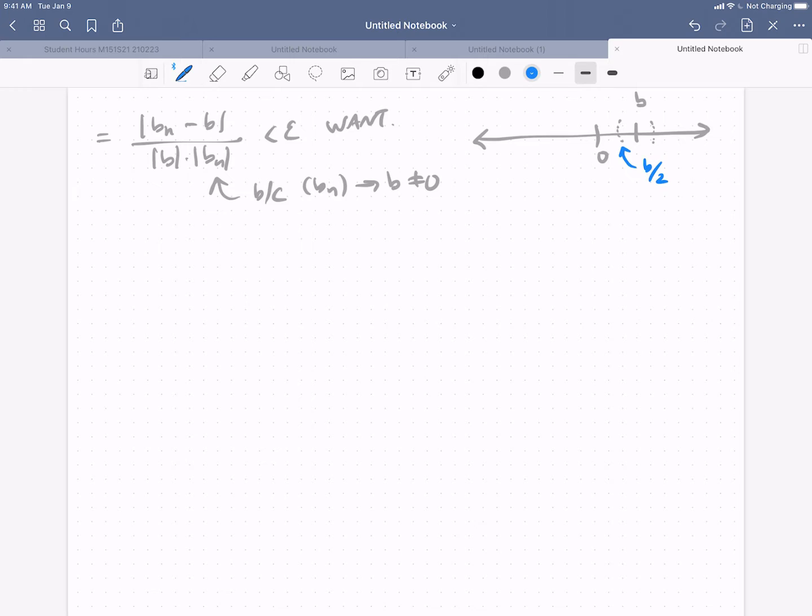Okay, but since B might be negative, we have to use absolute values. So because Bn converges to B, which is not 0, there's an n1 bigger than 0 such that if little n is bigger than n1, then the absolute value of Bn minus B is less than absolute B over 2. So this means that the size of Bn is bounded below by absolute B over 2. That's the smallest it can get.